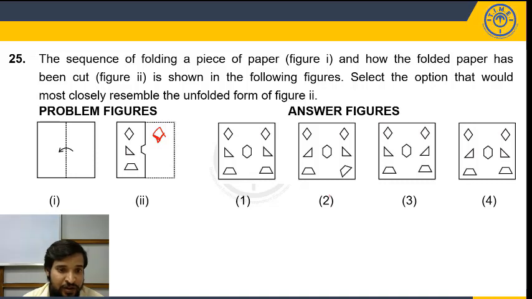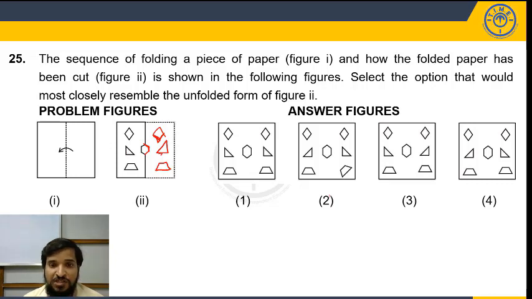The middle one will be something like a diamond, and the triangle will be just like a mirror image. The right angle will look like a mirror image of that, and the third one is similar. We are going to get it as similar. So just compare the triangles. They should be in two different orientations.